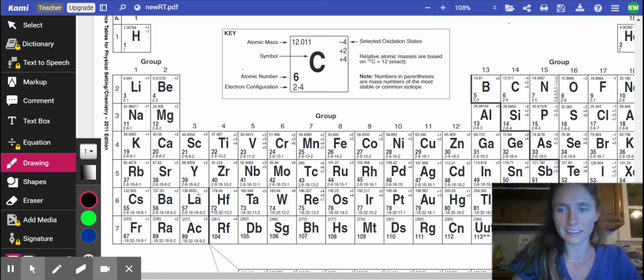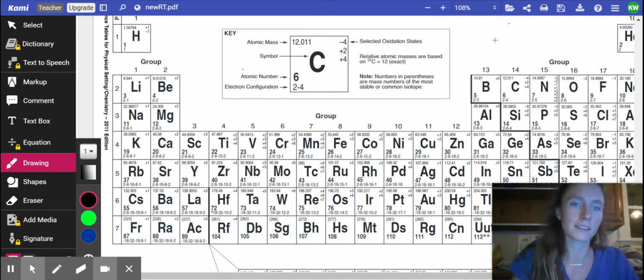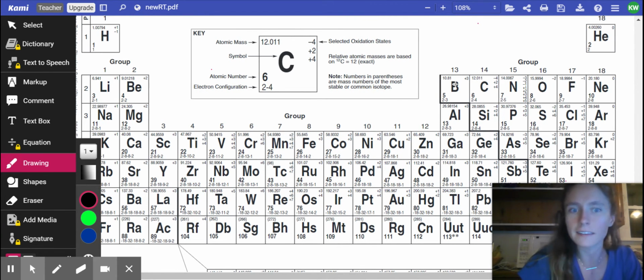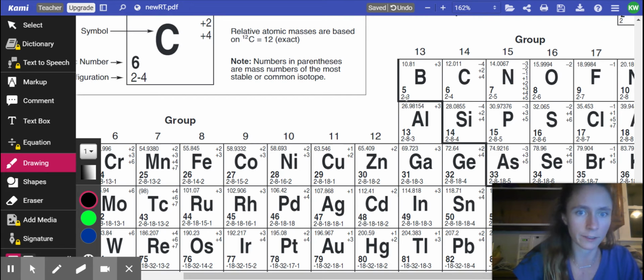Hey guys, today we're going to start off by just summarizing some of the key trends and ideas about the periodic table. So, the first key idea is that groups are organized by valence electrons. Group 1 has 1 valence electron, group 2 has 2 valence electrons, 13 has 3, 14 has 4, 15, 5, 16, 6, 17, 7, and 18, 8.